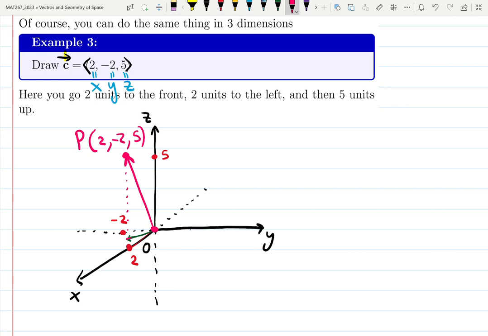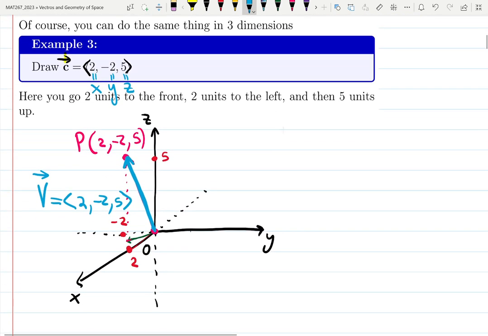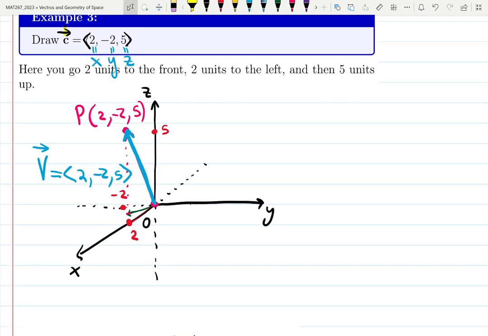Questions about this? This kind of first drawing, classical drawing of the vector. Oh, maybe to point out, the vector r equals pointed brackets 2, minus 2, and 5. Maybe I will change the color. This arrow, that's the vector. And the vector points at the point, and that's why we call it a position vector. It points at some position. Make sense?